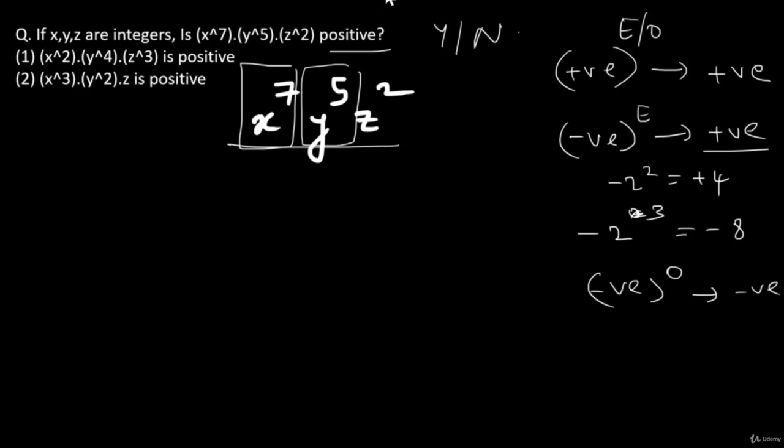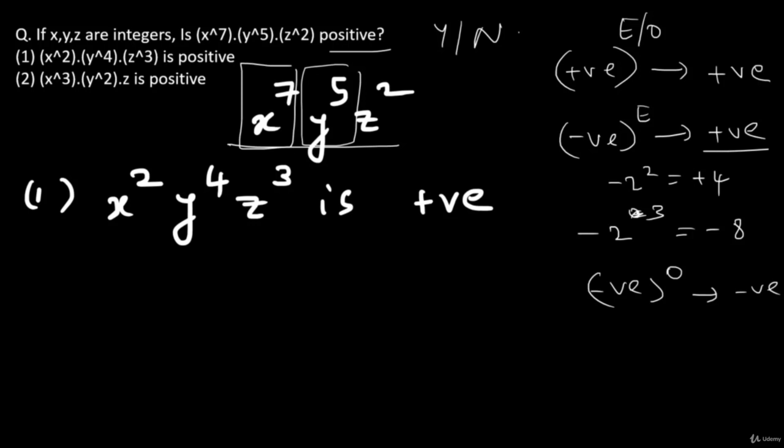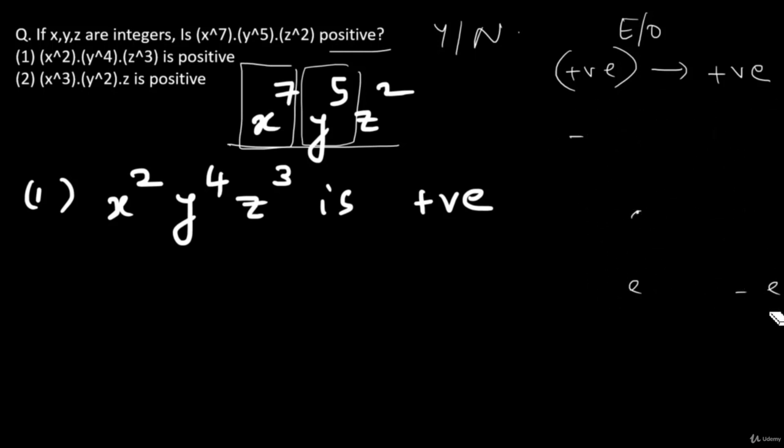Let's proceed. Statement 1 says x square into y to the power 4 into z cube is positive, right? So what all can we understand from this? One thing that we can understand is x, y and z are definitely not equal to 0, right? Because 0 is neither positive nor negative. So none of them can be equal to 0. That's one inference that we can draw. And because this is positive, therefore z also definitely has to be positive, right?